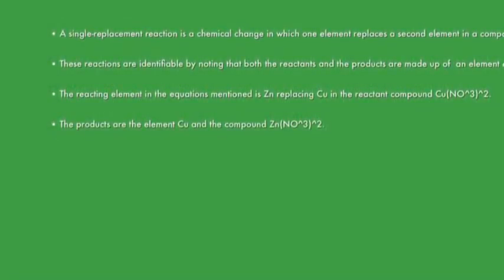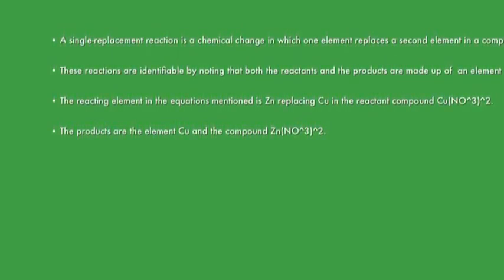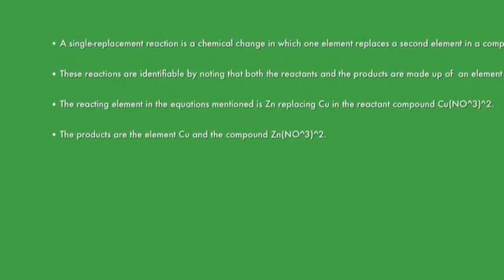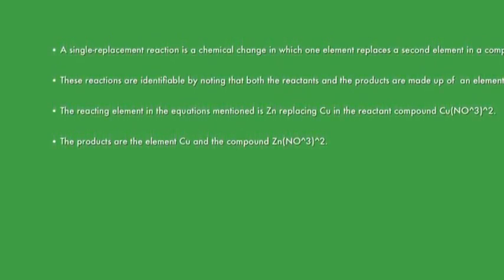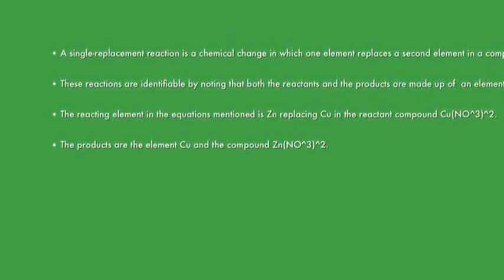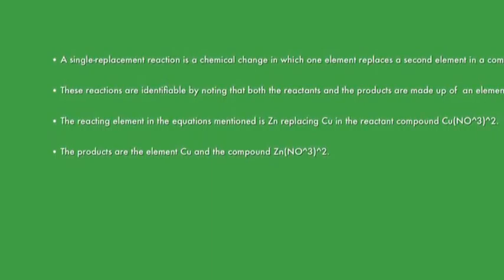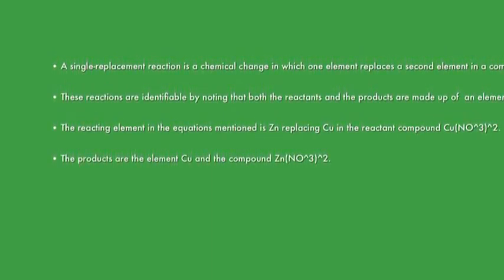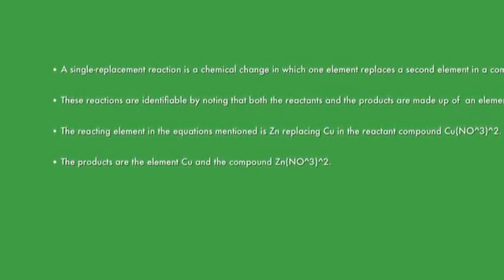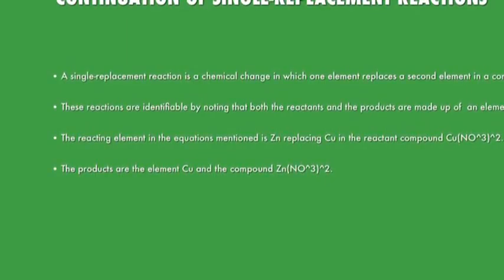Single replacement reactions continued. A single replacement reaction is a chemical change in which one element replaces a second element in a compound. These reactions are identifiable by noting that both the reactants and the products are made up of an element and a compound. The reacting element in the equations mentioned is zinc replacing copper in the reactant compound, copper nitrate. The products are the element copper and the compound zinc nitrate.